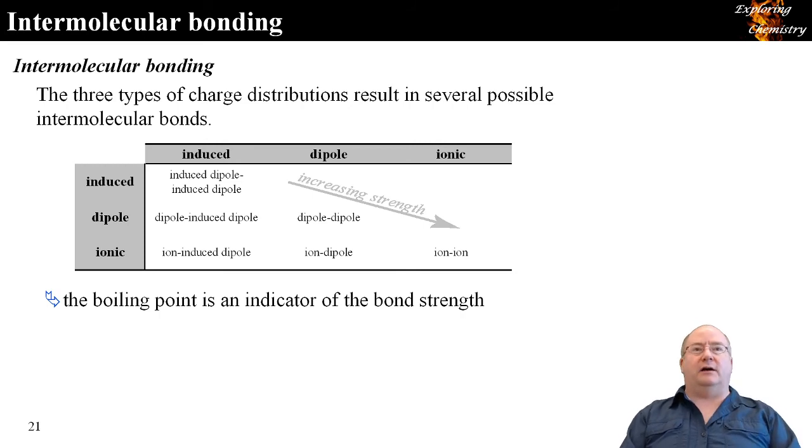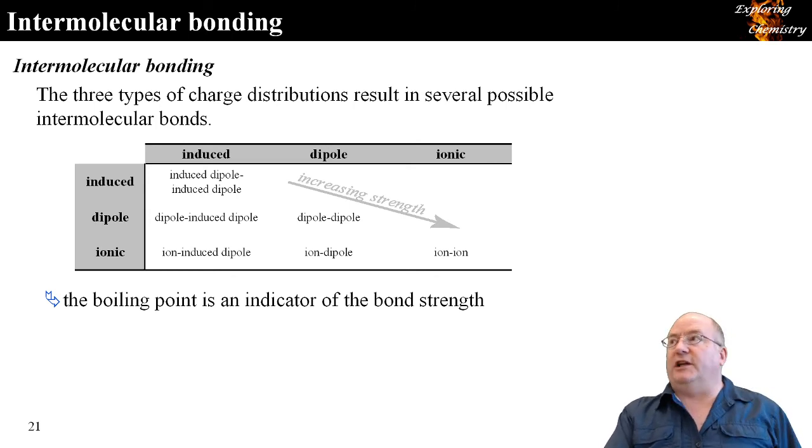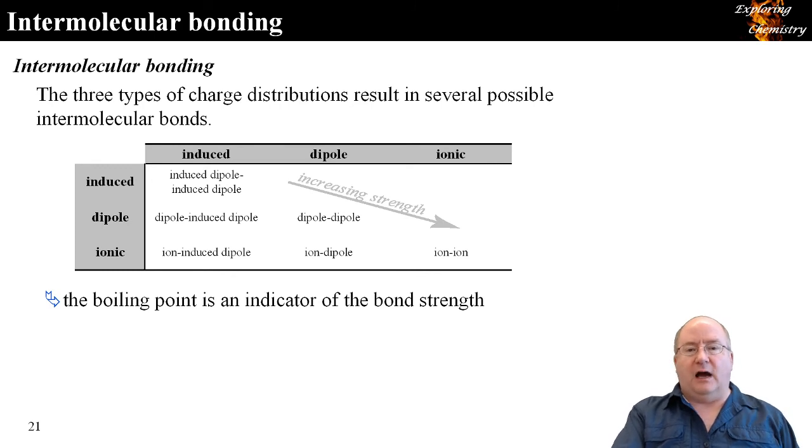If you have salt water, sodium chloride in water, it would be an ion-induced dipole interaction. Each ion is surrounded by water molecules, that's ion-induced dipole interaction. Sorry, that's wrong. That's ion-dipole interaction. Water is a dipole. Salt are ions. Ion-dipole interaction. I was just reading the other one. My apologies. Salt water, the ions in water, ion-dipole interaction. And we're going to use the boiling point as an indicator or a measure of bond strength.